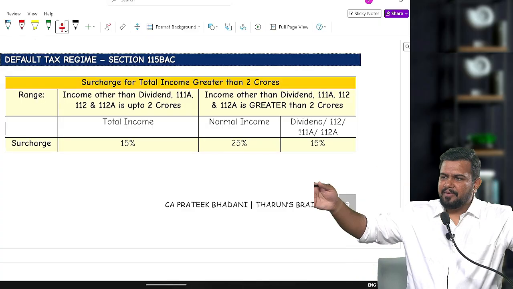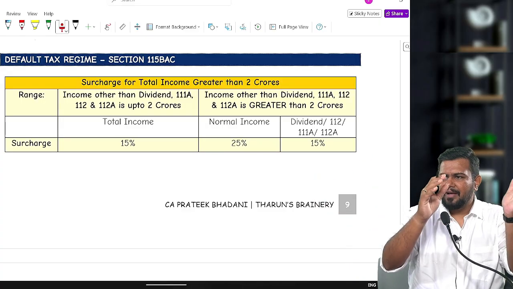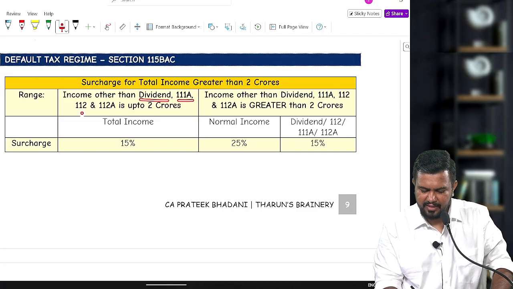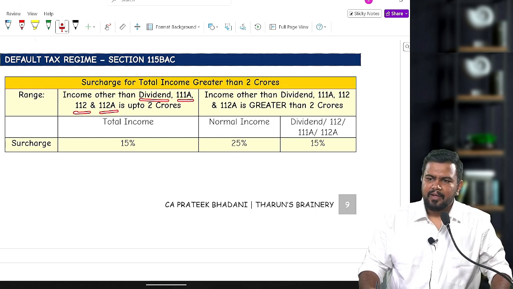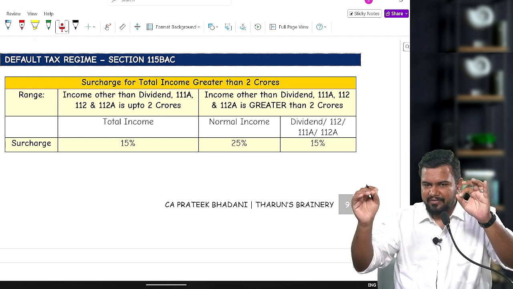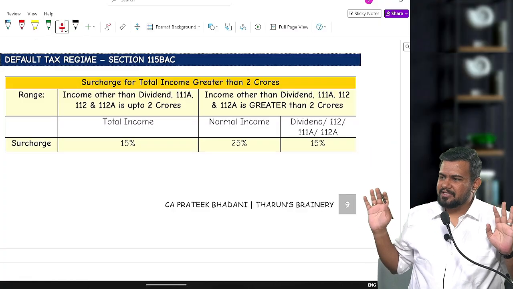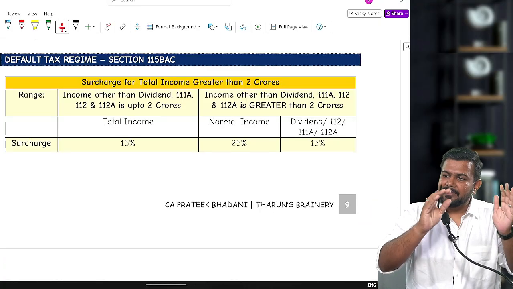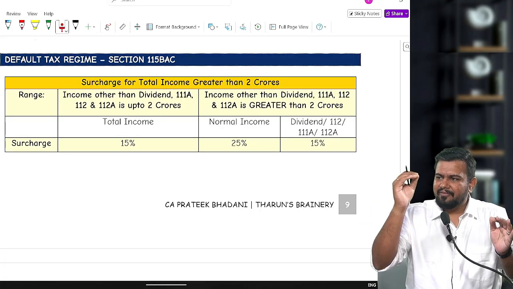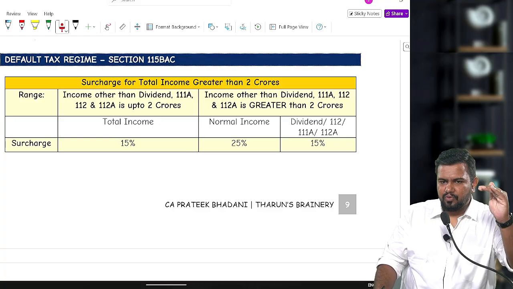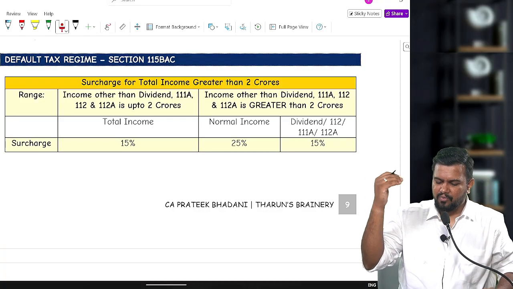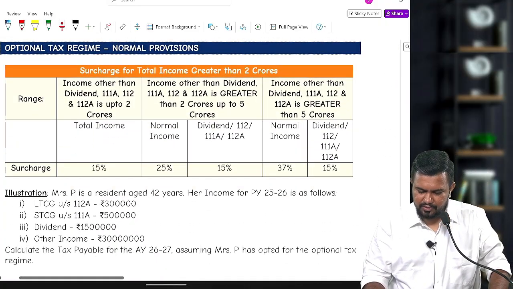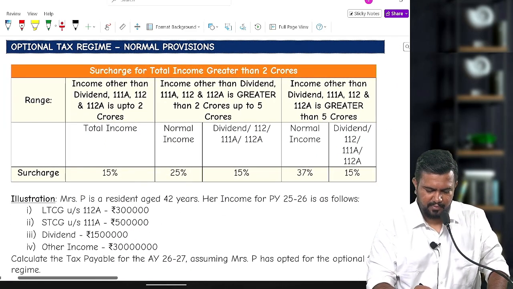If the income is greater than 2 crores, then divide the income into two parts: special income and other than special income. What are the special incomes in this case? Dividend, 111A, 112, 112A. On these, the maximum surcharge will always be 15%. Now for the other income: if up to 2 crores, 15%; more than 2 crores, 25%; more than 5 crores, 37%. See this one in the old regime. This will be easier to understand.